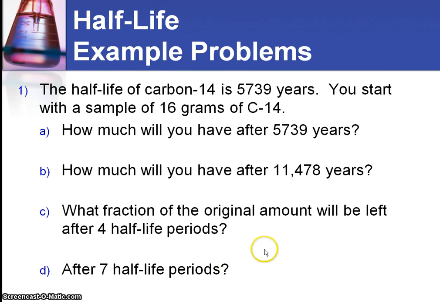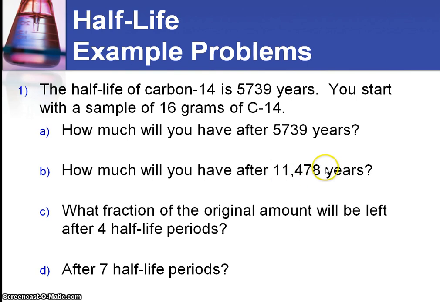So when you're solving these half-life problems, there's 4 pieces of information you might be given. There's the starting amount, the ending amount, the half-life, and the total time that it took. So for the first question, it says the half-life is 5,739 years, and you start with a sample of 16 grams. So notice that question A is asking how much will you have left after one half-life, because that's how long one half-life is. And so all you have to do is take the original amount and cut it in half. So 16 divided by 2 would give you 8 grams.